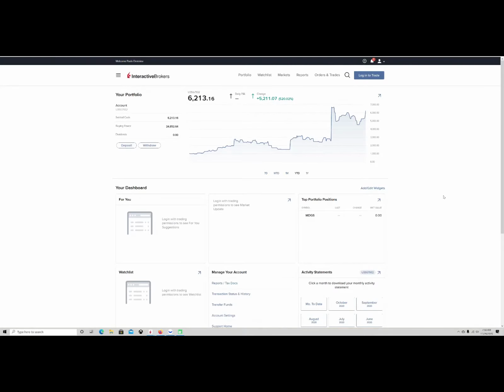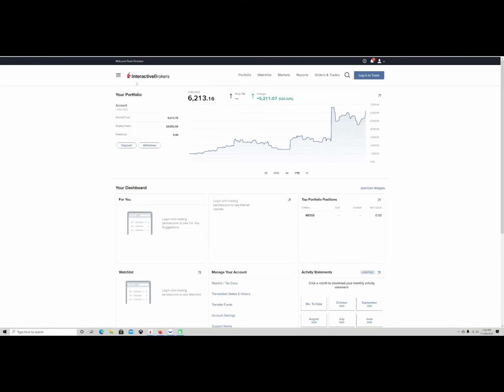So I started trading stocks in February 2020, and I was able to turn $950 into roughly $16,000. Now let's just jump into my computer and let's review all three accounts that I use to trade stocks every single day. Here are my three main accounts that I use.